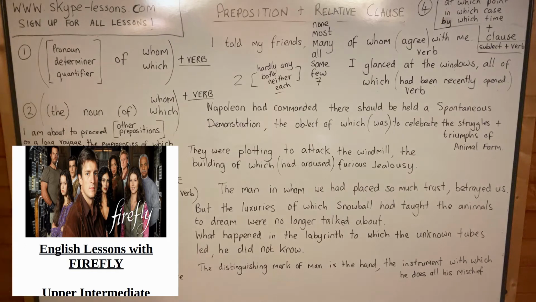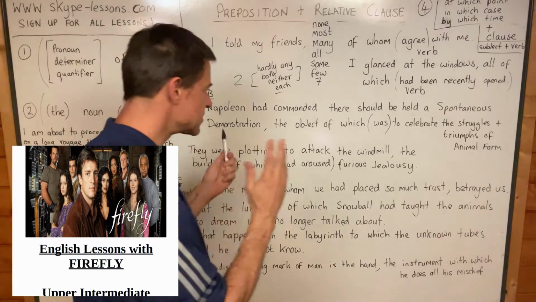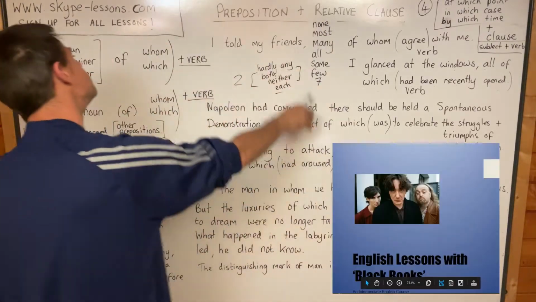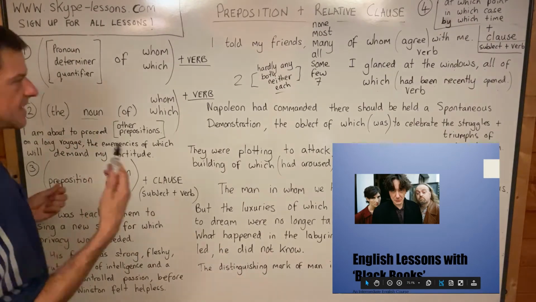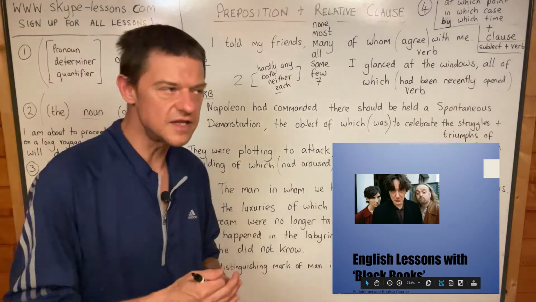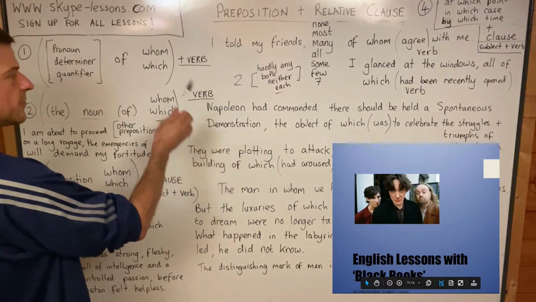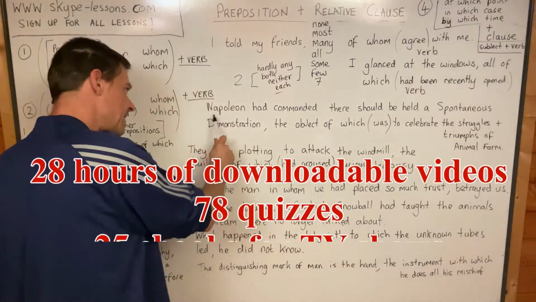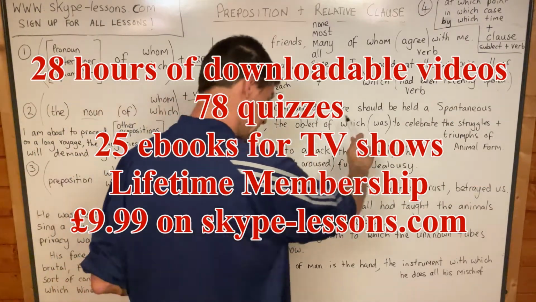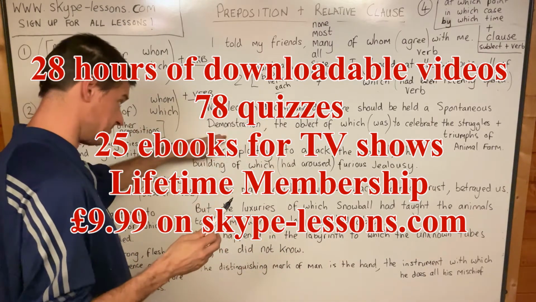Okay, so number 2 is similar to number 1. It's actually really similar, but instead of having a pronoun here, we just have a regular noun. Now here are 3 examples, and you see this in literature, certainly. Here's one from 1984. So here's one from Animal Farm. Napoleon had commanded that there should be held a spontaneous demonstration.